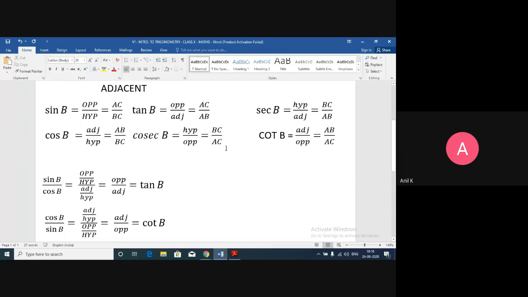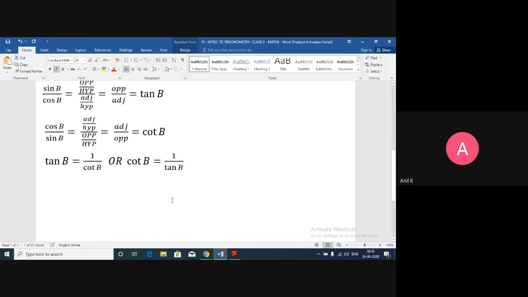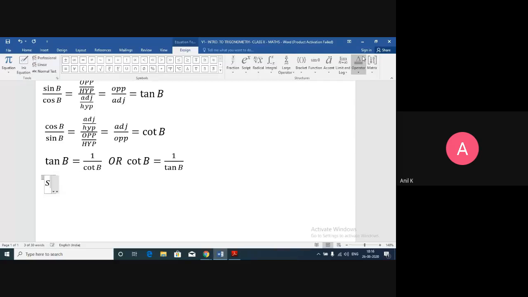Now similarly, as we discussed, sine is the reciprocal of cosec. You can see here, sine is opposite upon hypotenuse. Cosec is hypotenuse upon opposite. So this is the reciprocal. So the next formula I derive here is, let me insert here, sine B is equal to 1 upon cosec B, or cosec B equals 1 upon sine B. So both ways you can write.